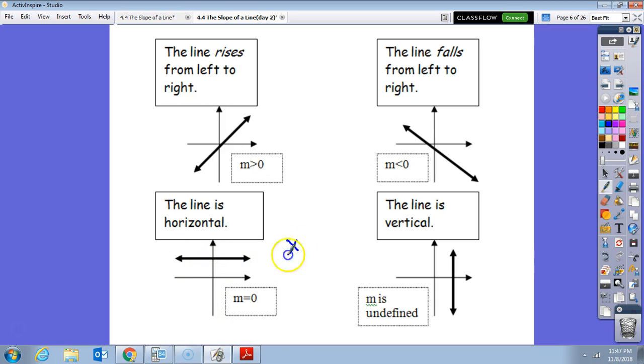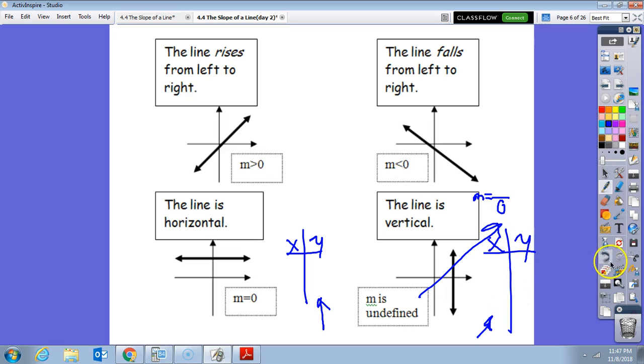That means my y values would be the same constantly in my table. If the slope is undefined, that means my x values are going to be the same the whole time. And what that's going to mean is I'm going to get some number over 0 when I find my slope. That's why it's undefined. Please make sure you understand that undefined means you really can't divide by 0. You can't find an answer. That's what happens when your x's are all the same and you have a vertical line.